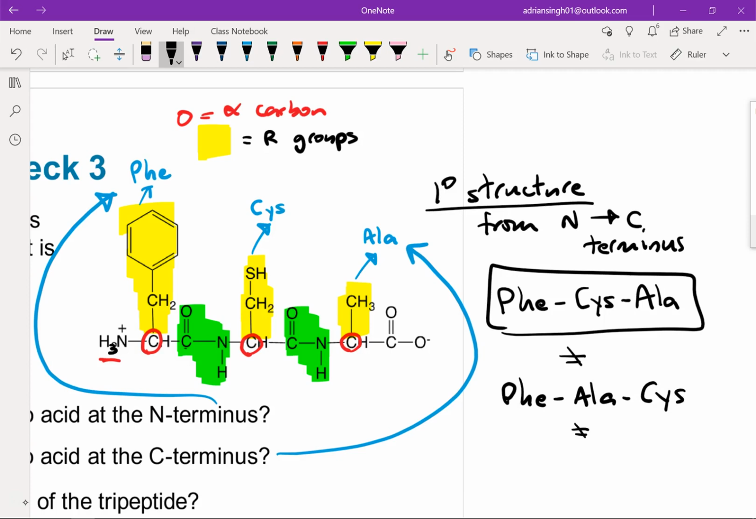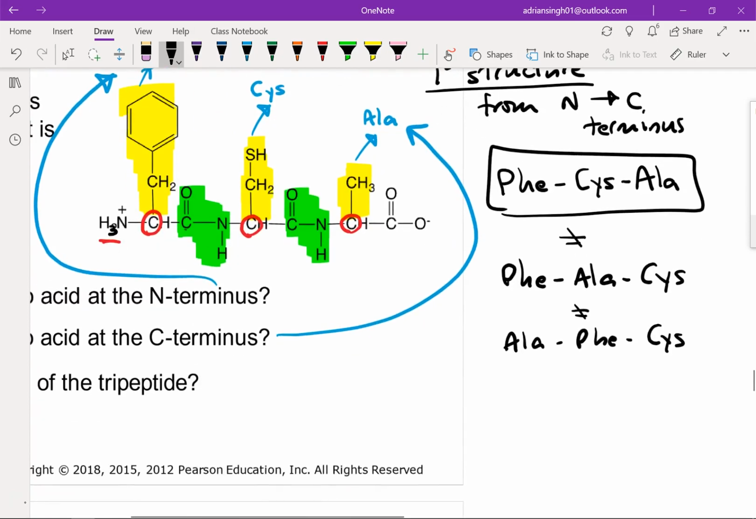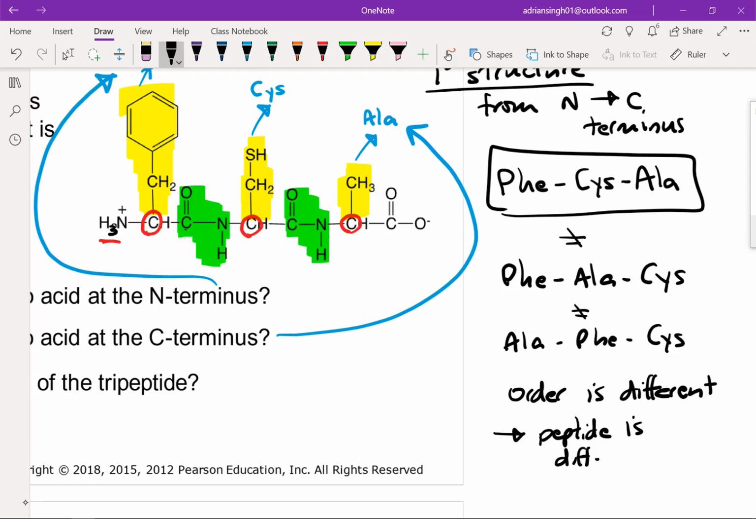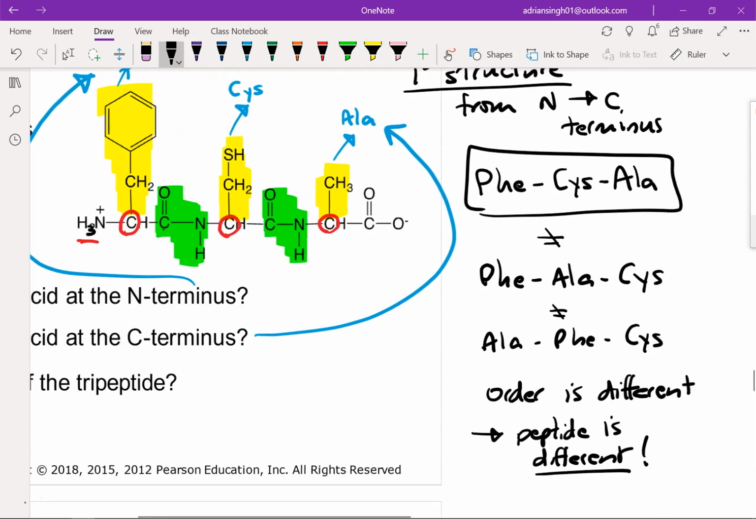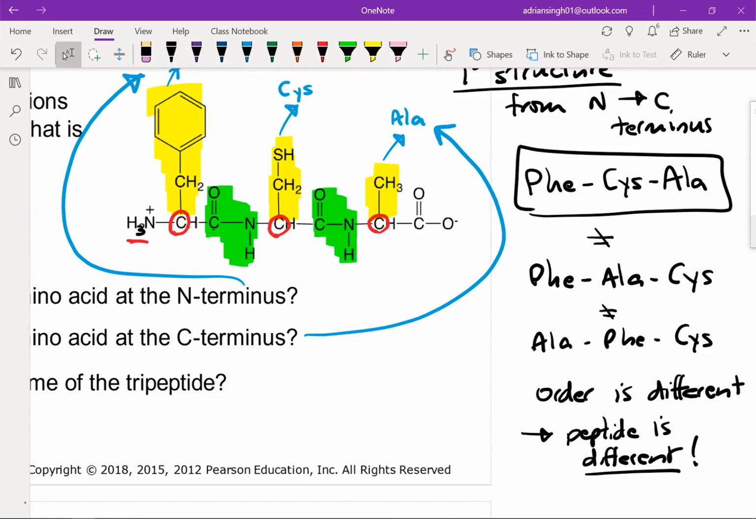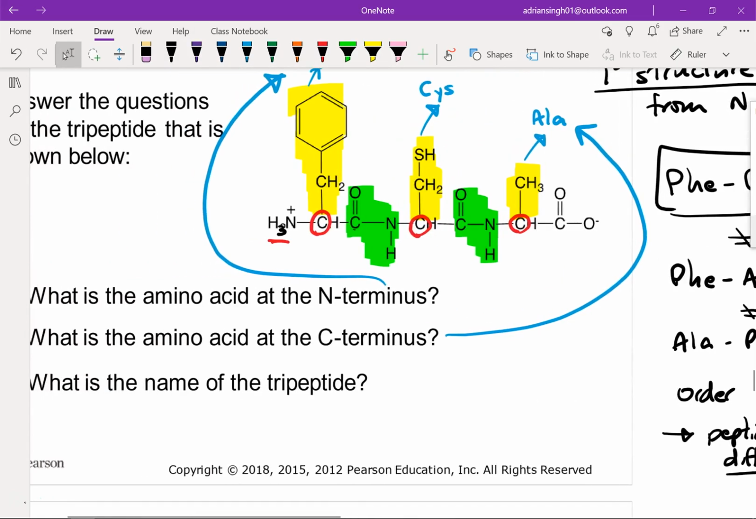And that is not equal to alanine, cysteine, phenylalanine. They're all made up of the same three amino acids, but the order is different, and that means that the peptide is different as well. So the primary structure is essential when it comes to determining all the other levels of protein structure that we'll see subsequently.